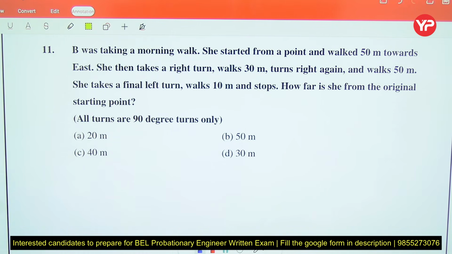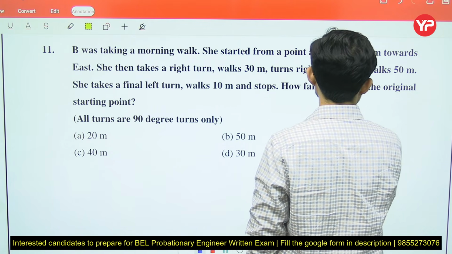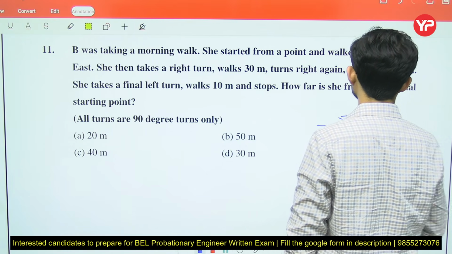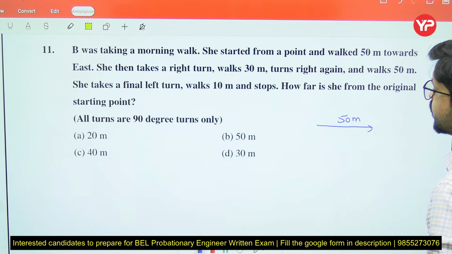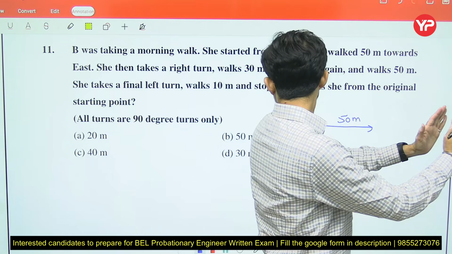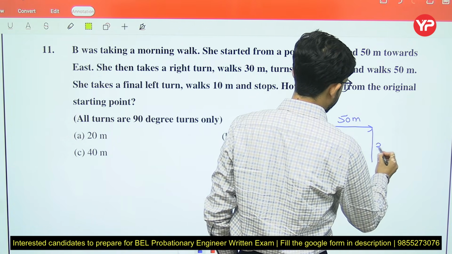B was taking a morning walk. She starts from a point and walks 50 meters towards east. Okay, 50 meters towards east. She then takes a right turn. A right turn means she is here and the right turn will be here. So right turn and move 30 meters.